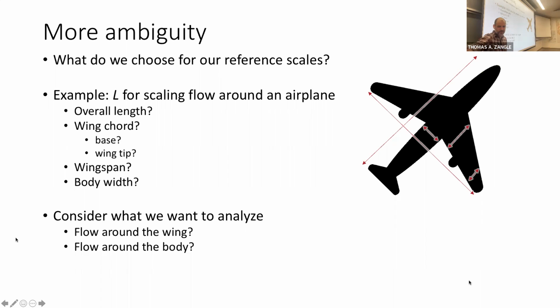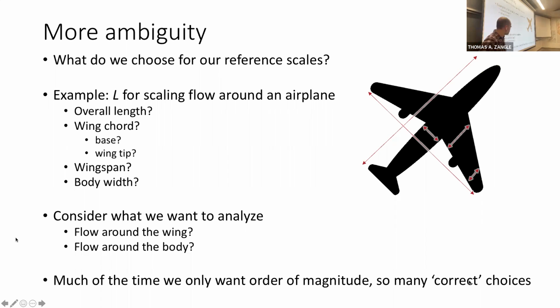But in general, if we just want to get an idea of what's going on in the problem or do a dimensional analysis, a lot of times all we really are going to care about is the order of magnitude of all our different variables, as in what power of 10 are they? And so in practice, pretty much any length you could pull out of this airplane would probably work for a scaling analysis of flow around the plane.